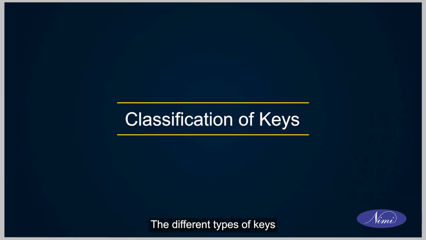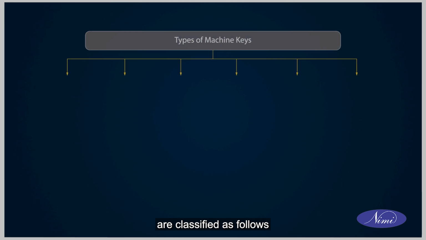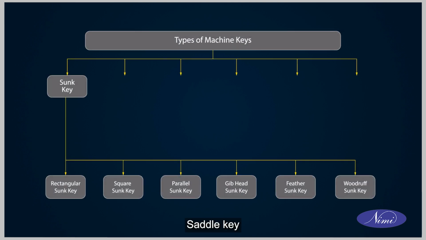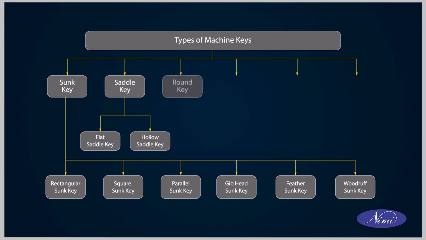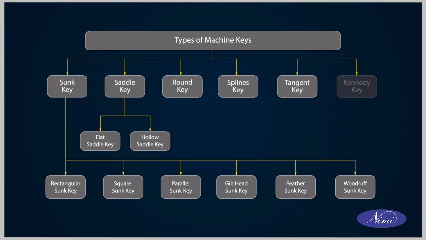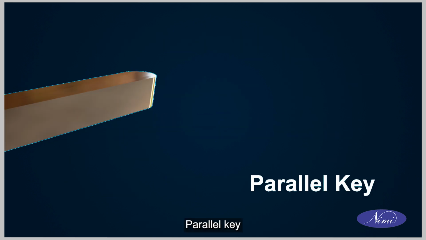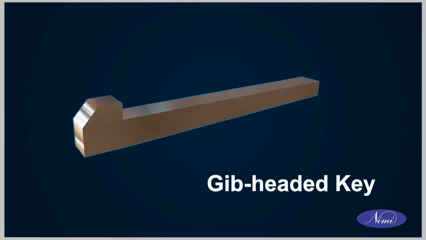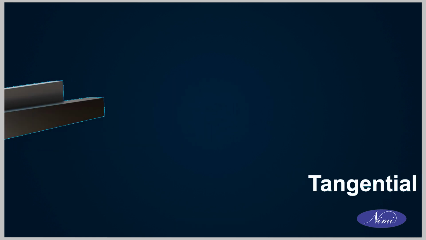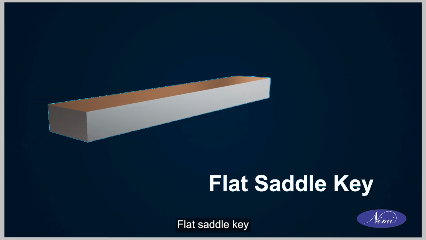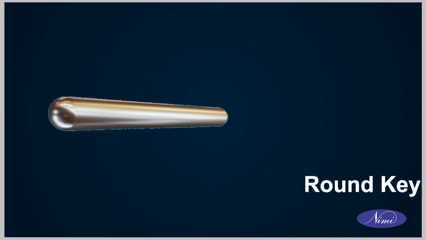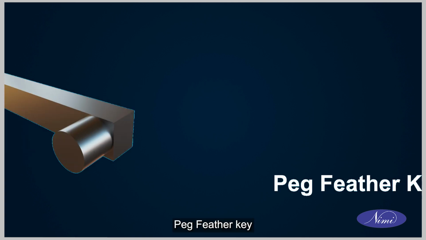The different types of keys are classified as follows: sunk key, saddle key, round key, splines key, tangent key, Kennedy key. The most common types of keys are parallel key, gib-headed key, woodruff key, tangential key, hollow saddle key, flat saddle key, round key, circular taper key, feather key, peg feather key.